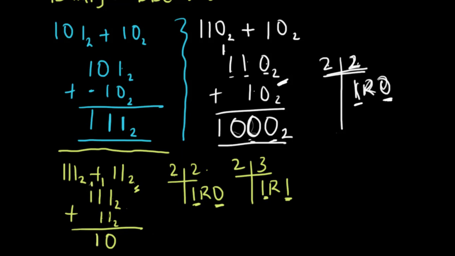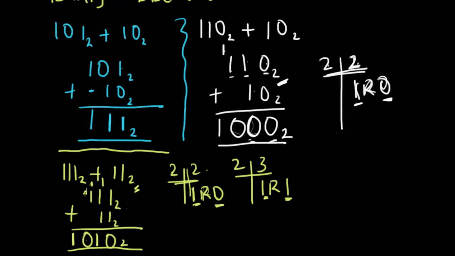So I have 1 plus 1. 1 plus 1 is 2. But I can't write 2. So I divide. 2 divided by 2 is 1, remainder 0. I write 0. Now there is nothing on top. So I put the 1 by the side. So the answer is 1010 base 2.